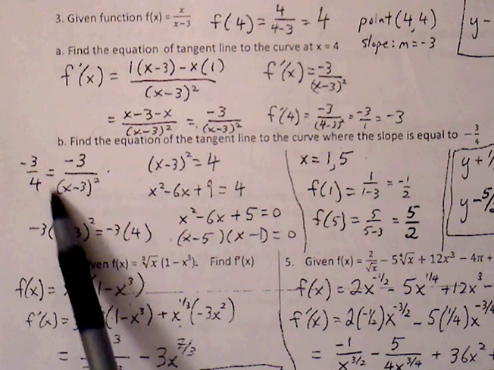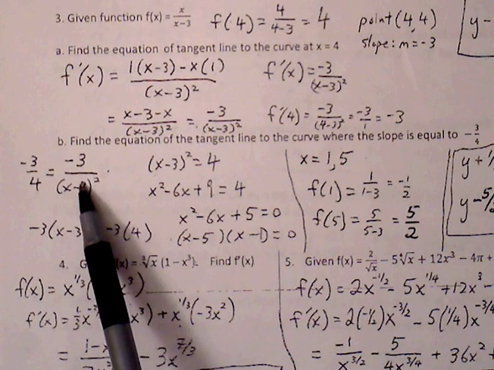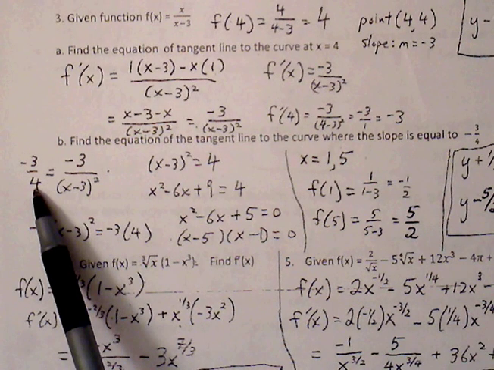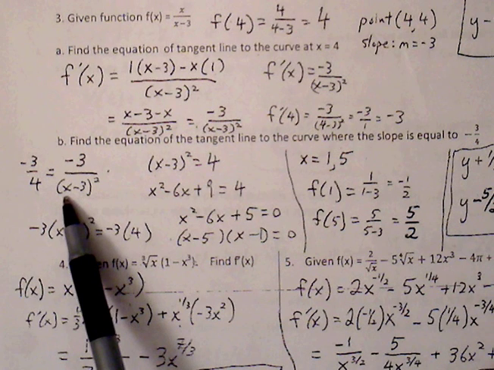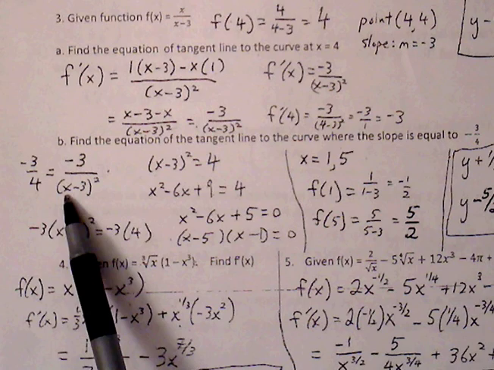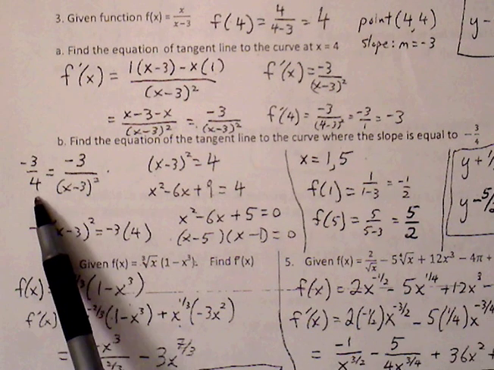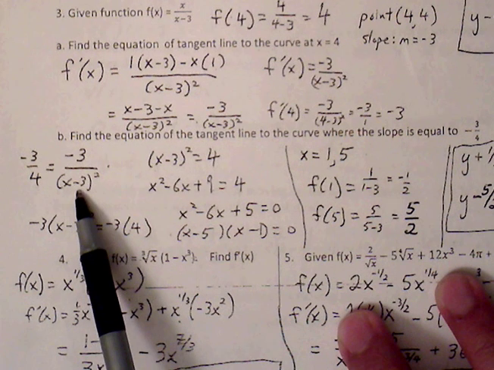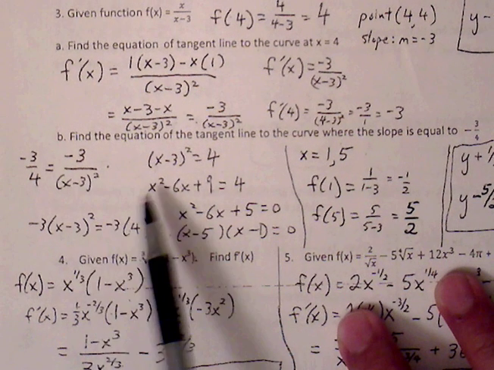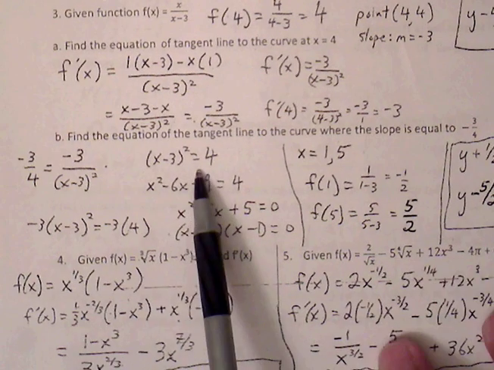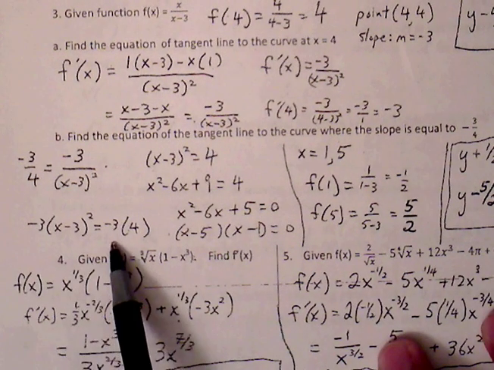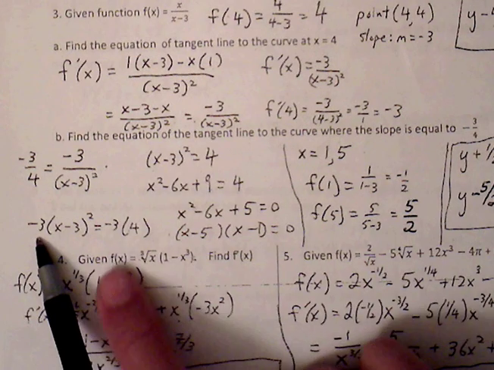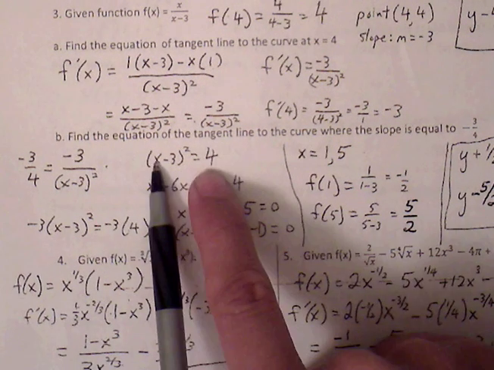So here's our derivative function. We set the derivative equal to the slope. We want to find out where on the graph the slope is going to be negative 3/4. So we set the slope equal to the derivative. Here I can do cross product. The negative 3's will cancel out.